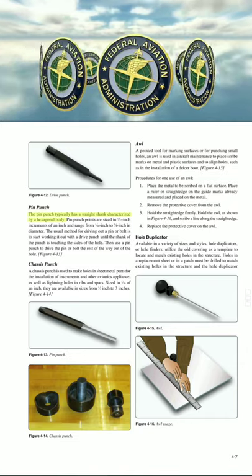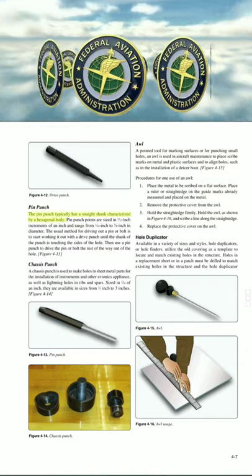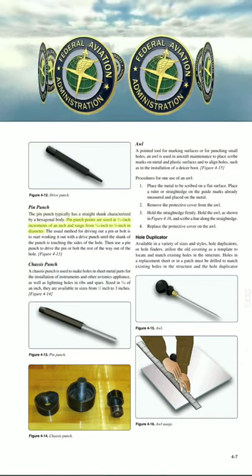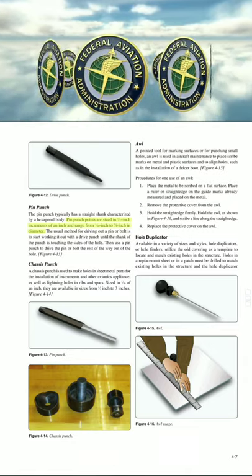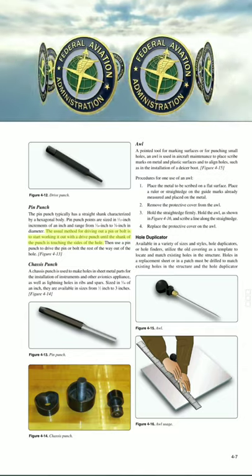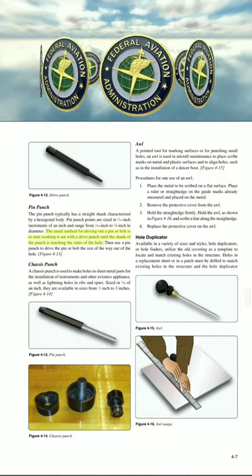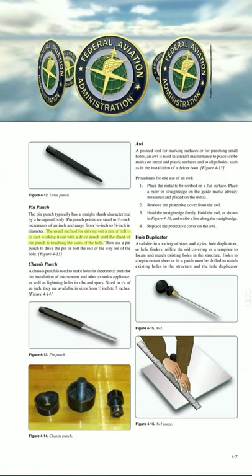Pin punch. The pin punch typically has a straight shank characterized by a hexagonal body. Pin punch points are sized in 1/32-inch increments of an inch and range from 1/16-inch to 3/8-inch in diameter. The usual method for driving out a pin or bolt is to start working it out with a drive punch until the shank of the punch is touching the sides of the hole.